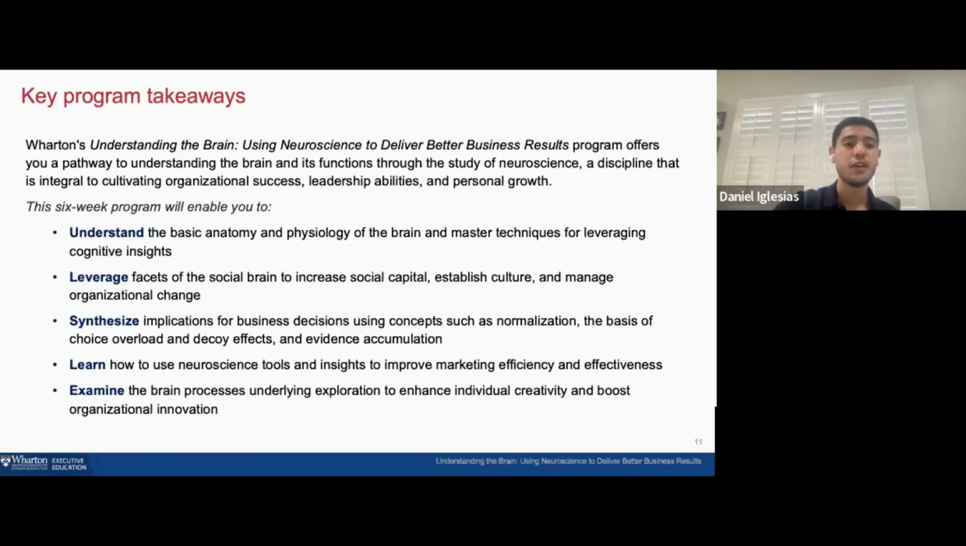Second, synthesizing implications for business decisions using concepts such as normalization, the basis of choice overload, and decoy effects, in addition to evidence accumulation. When you think about choice overload, you can think about walking into a grocery store, seeing many shelves, all of which have different items with different positioning. Marketing is at the core of that.